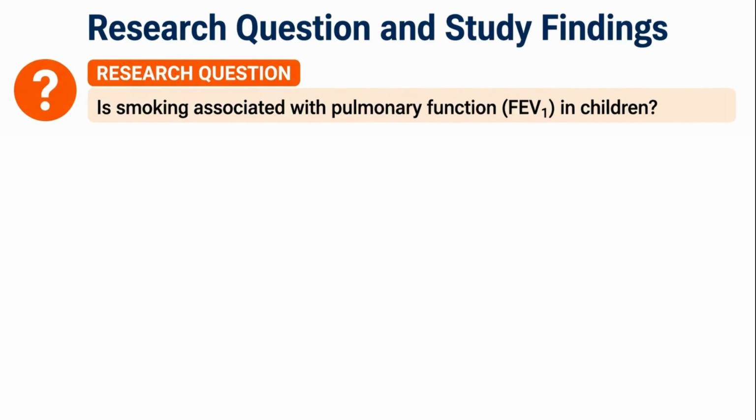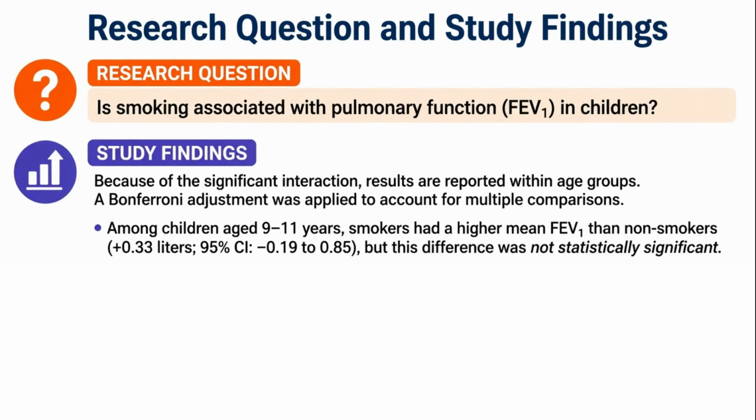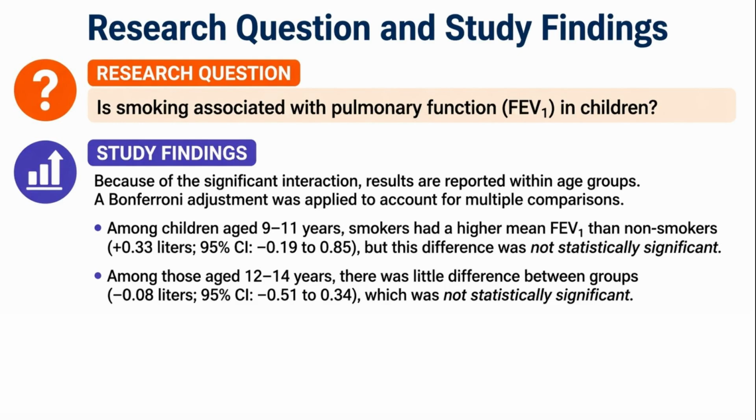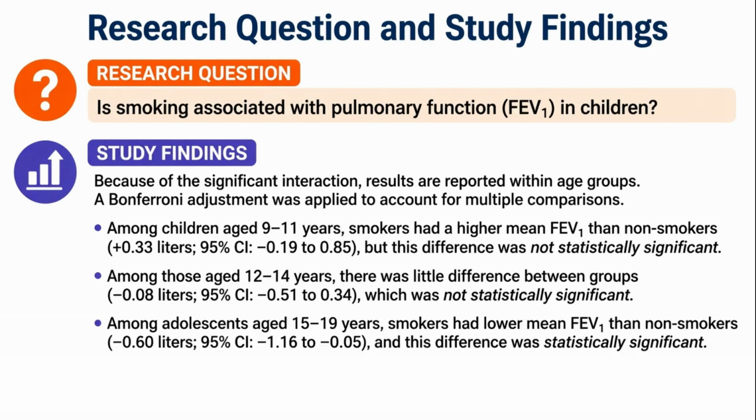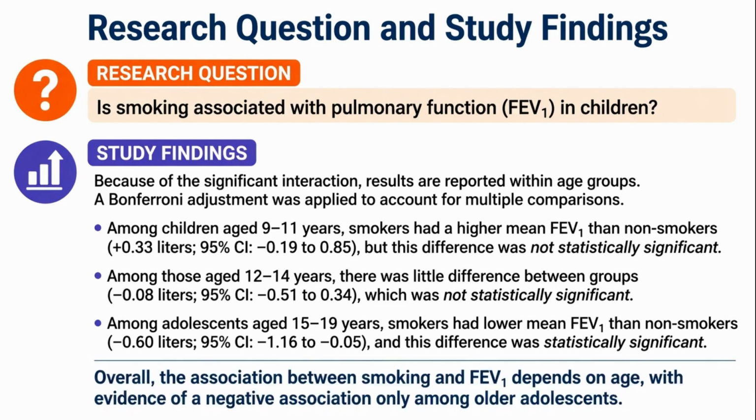Returning to the original question, is smoking associated with pulmonary function in children? The answer is, it depends on age. Among children aged 9 to 11 years, smokers have a higher mean FEV₁, although the difference is not statistically significant. Among those aged 12 to 14 years, there is little difference between groups. In contrast, among adolescents aged 15 to 19 years, smokers have lower mean FEV₁, and this difference is statistically significant, even after Bonferroni adjustment. Overall, the association between smoking and FEV₁ varies by age, with evidence of a negative association only among older adolescents.